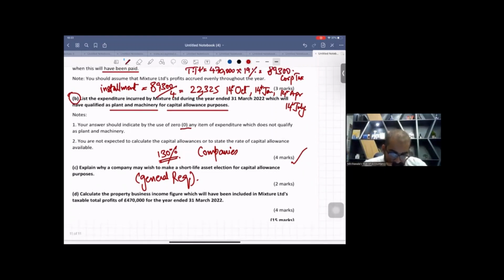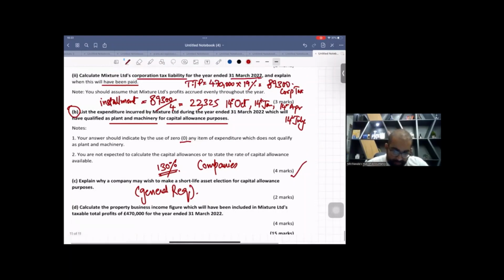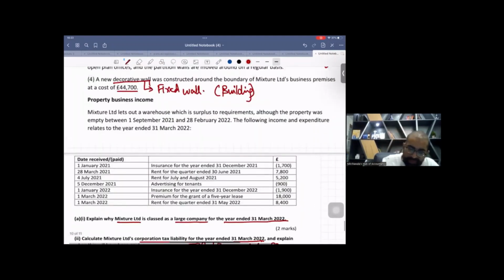Now, next, the last thing is property business income. Look here, property business income. I have a question for all of you, all respected students.